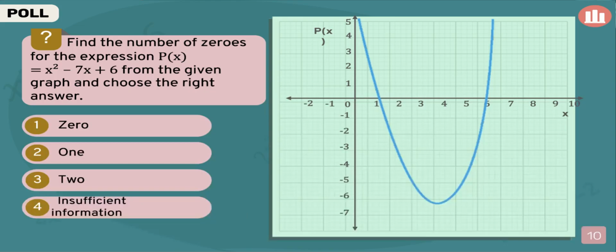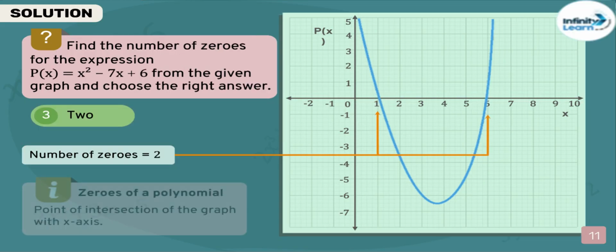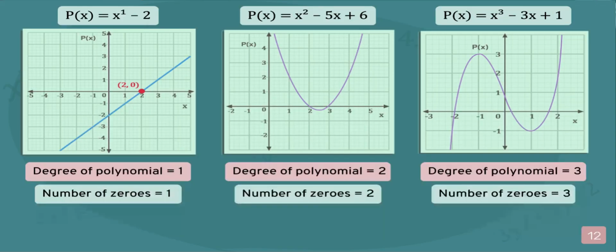Move on further. Find the number of zeros. The number of zeros are the points where the graph cuts the x-axis. So what are the zeros? Two zeros are there, at the points of intersection with the x-axis. These are the two zeros.